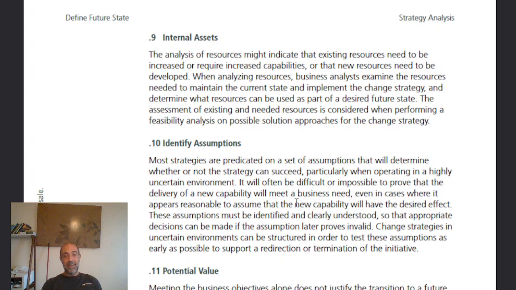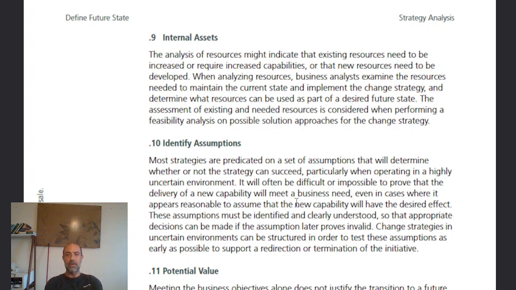Assumptions must be identified and clearly understood so that appropriate decisions can be made if the assumption later proves invalid, right? So if we make an assumption, I think it's okay. They're telling us it's okay to make an assumption, but ultimately they have to be clearly understood as the assumptions that they are, so that the appropriate decisions can be made if the assumption later proves invalid.